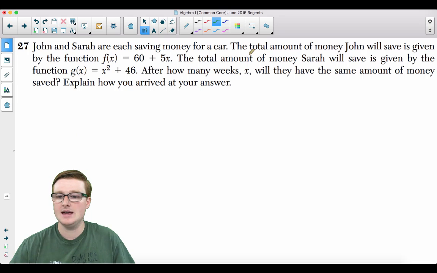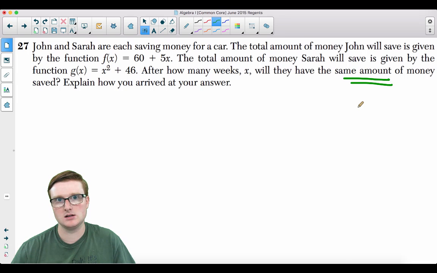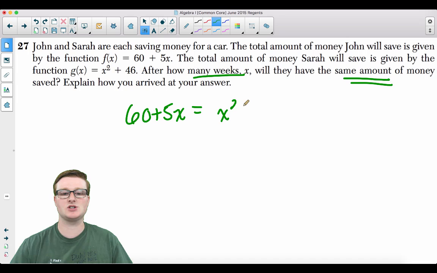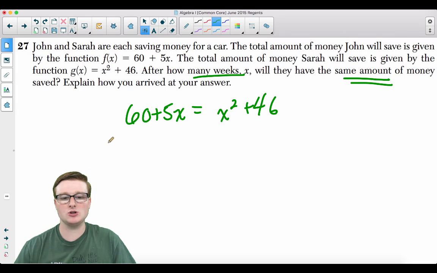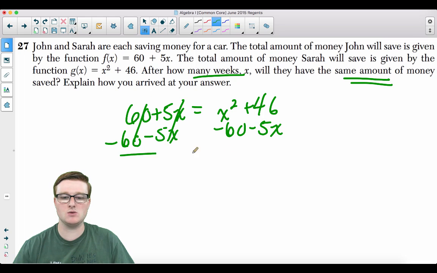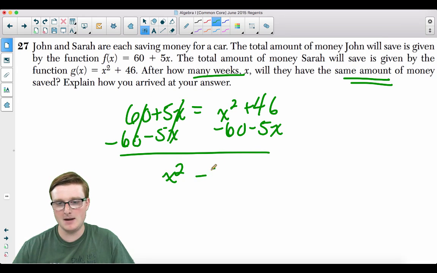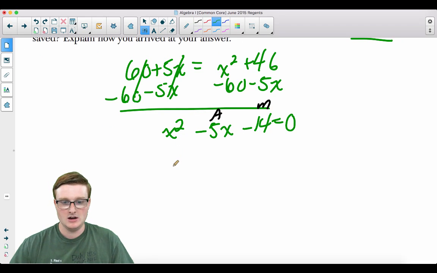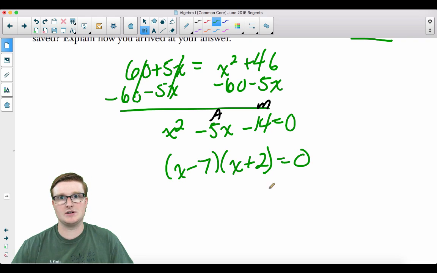So it says same amount of money. After how many weeks? So go ahead and set them equal to each other. So 60 plus 5x, set it equal to x squared plus 46. So now I'm going to subtract the 60 and the 5x because your goal is to set this whole equation equal to 0. So we get x squared minus 5x minus 14 equals 0. Now you've got to figure out what adds to negative 5 and multiplies to give you negative 14. So that is going to be x minus 7, x plus 2 equals 0.